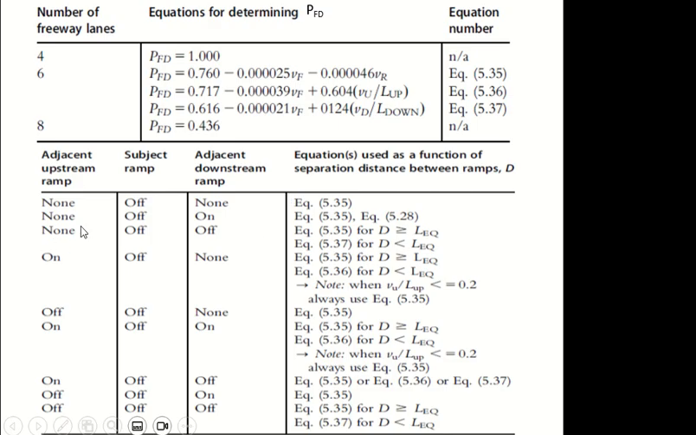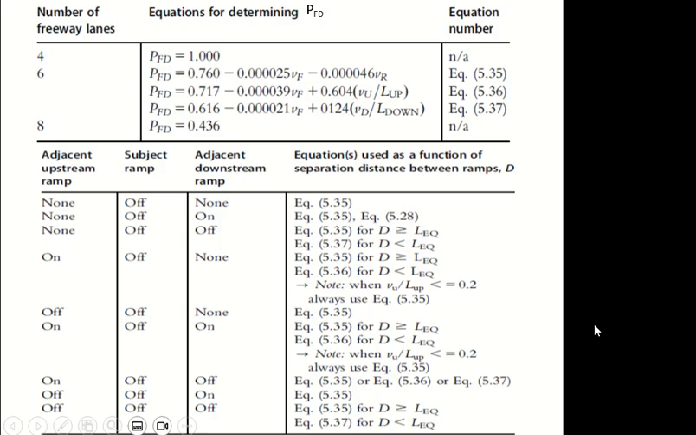Again, the first three cases, no upstream ramp. The next two cases, no downstream ramp. So I'm looking at the last four cases. The last four cases we have on and off. So I'm looking at this one now. Okay, upstream on, downstream off. So I'm looking at this one. So they are saying you can use any of these three equations.